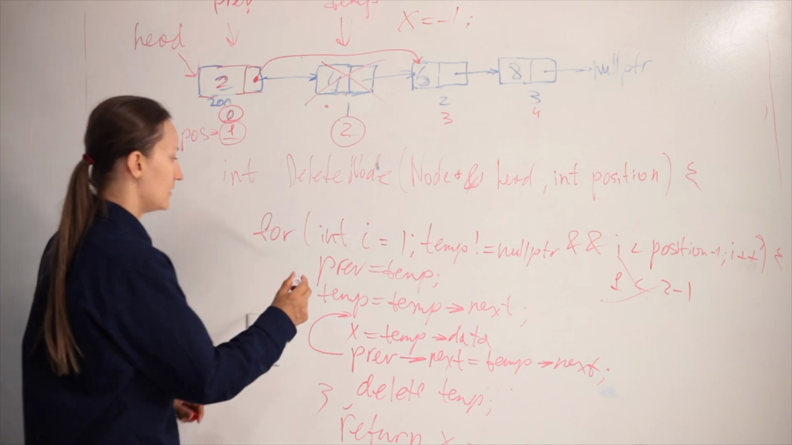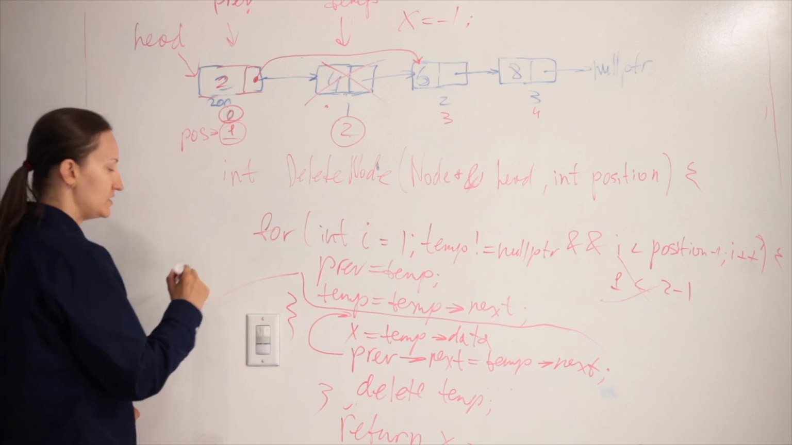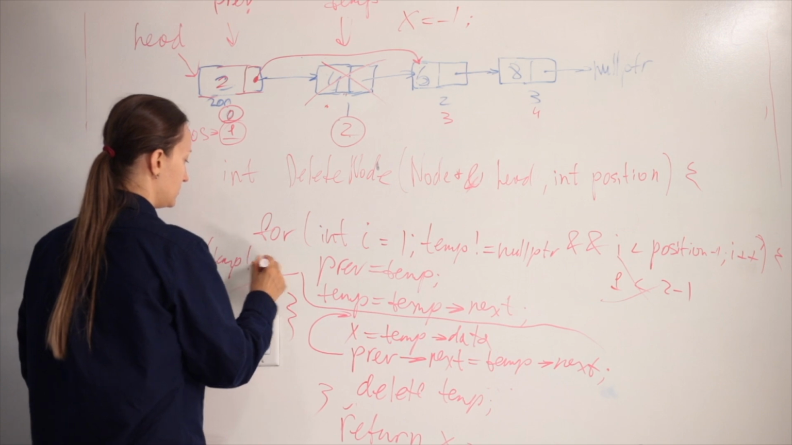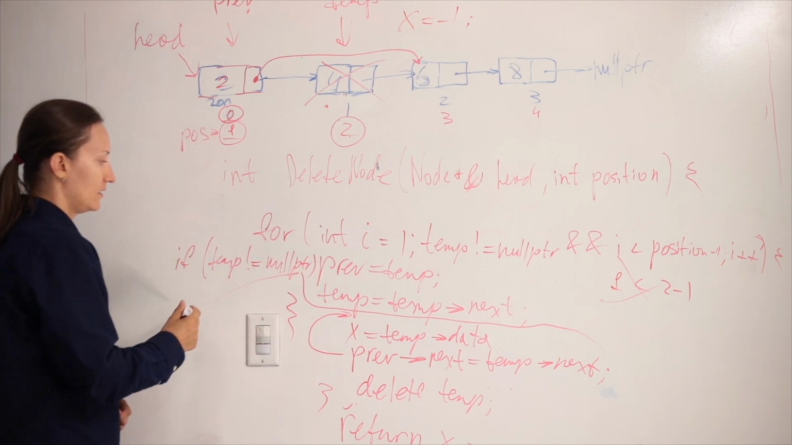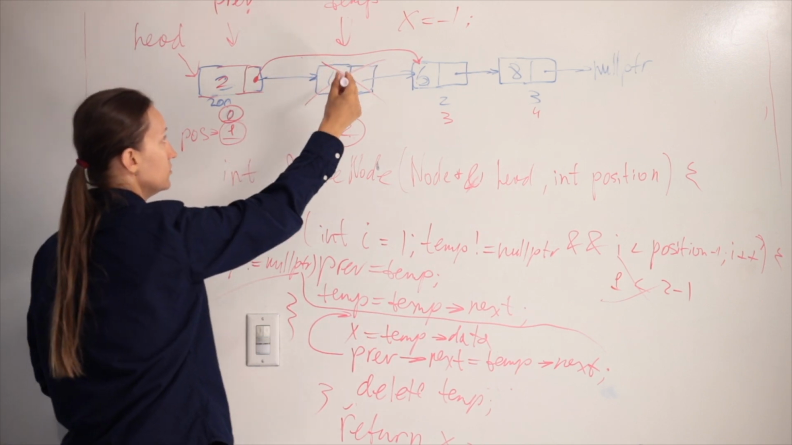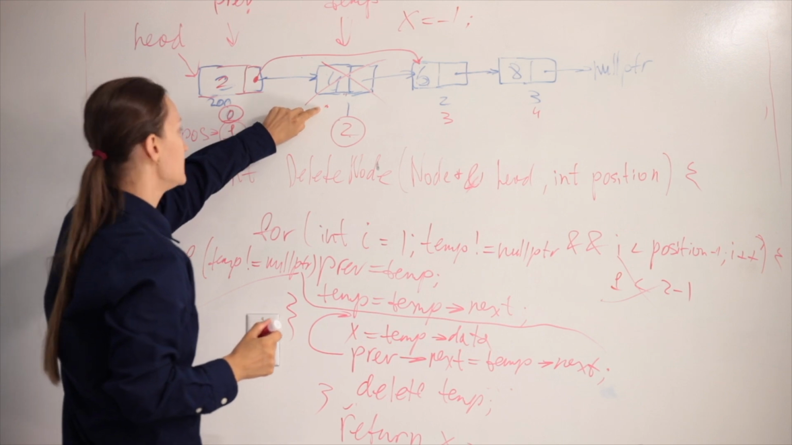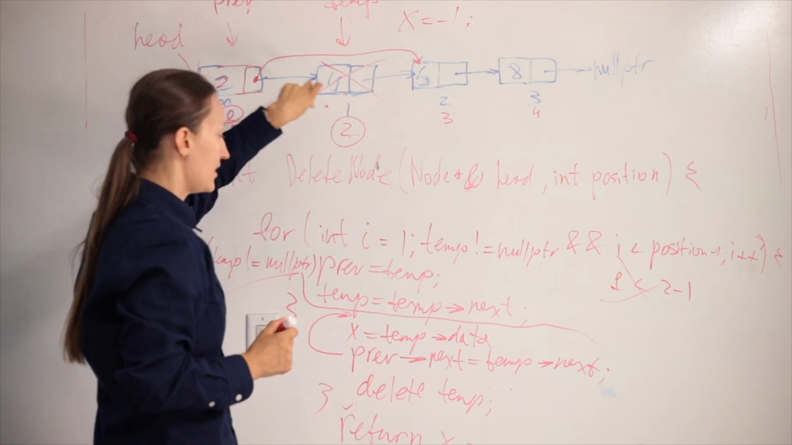I forgot, after this line, to add just one condition: if temp is not equal to the null pointer. If it's not equal to the null pointer, it means that after that we will relink our previous node, save our value, and delete this node.